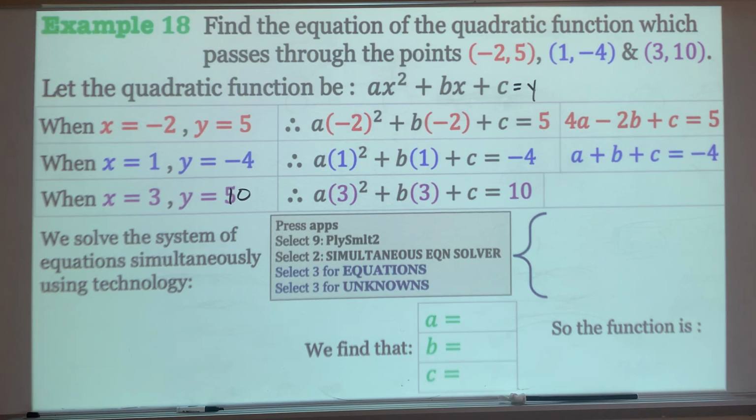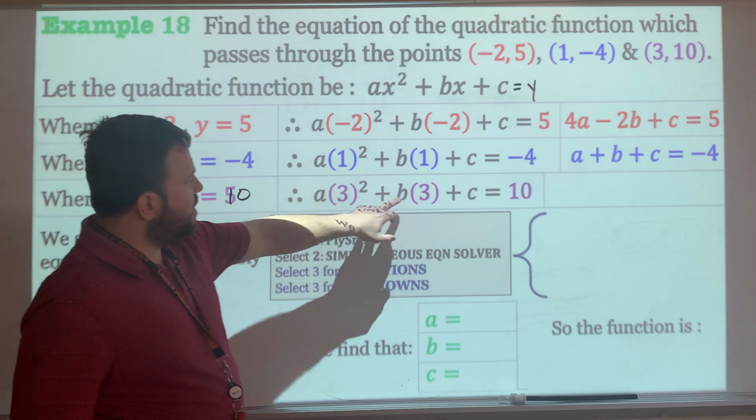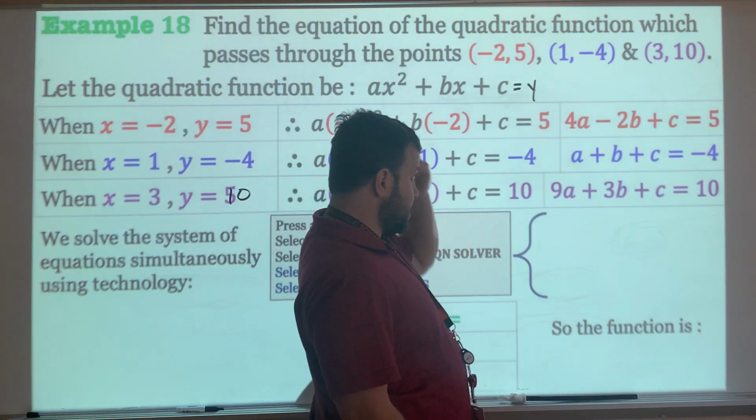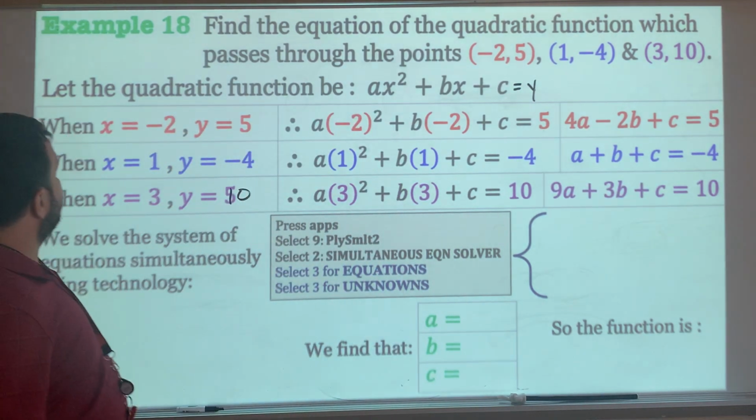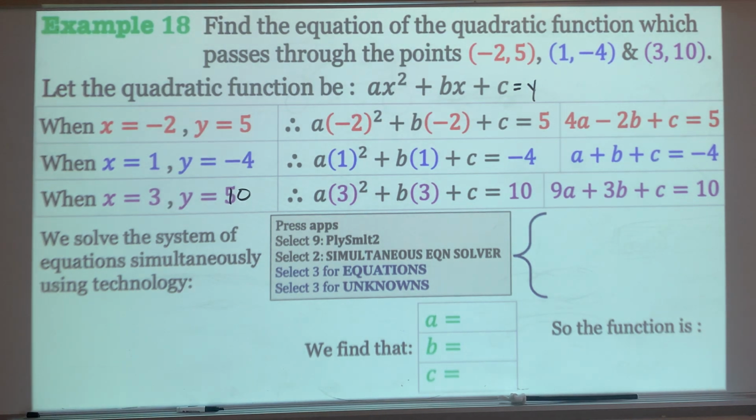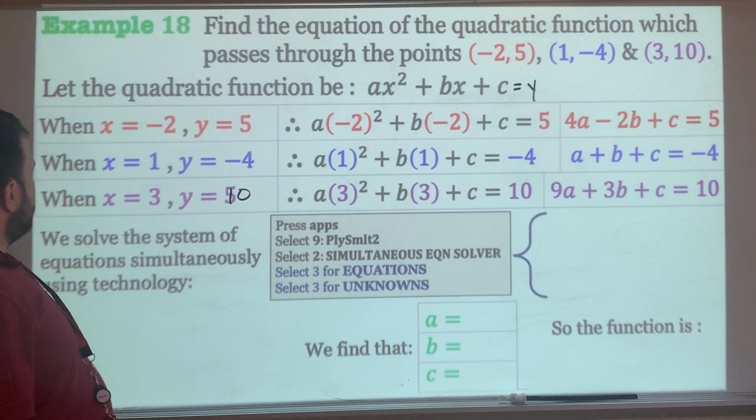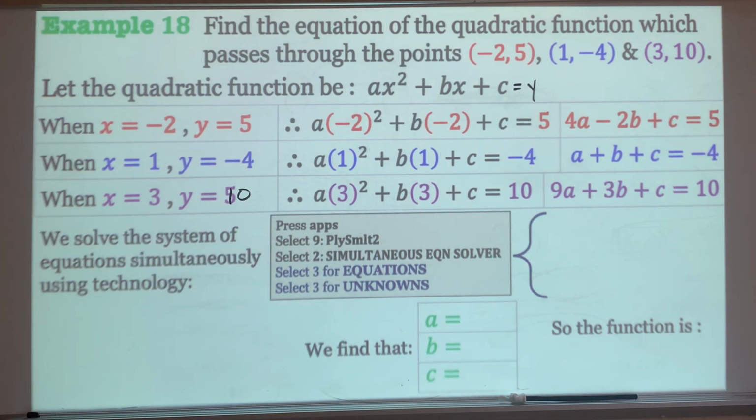you're not going to have two x's for the same y. 3 squared is 9, 9a plus 3b plus c equals 10. Right? Now in your packet, it actually says 5, but it should say 10. All right, I'm going to fix that. Don't worry. When we solve the system of equations simultaneously, we're using technology.